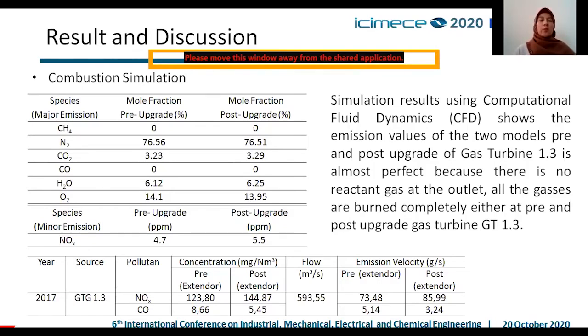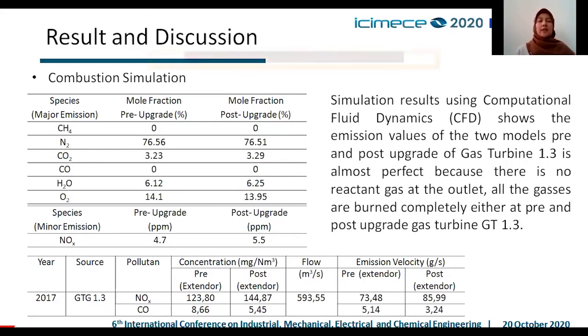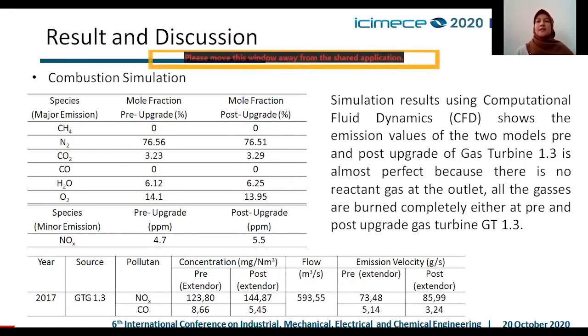In the table below, we can see the pollutants. We also use the simulation to determine the concentration of NOx. We can see that at post-extender, the NOx concentration is higher, and the emission velocity is also higher at post-extender. It is because at post-extender, the temperature at the outlet of the combustion is higher than when we don't apply the upgrade.